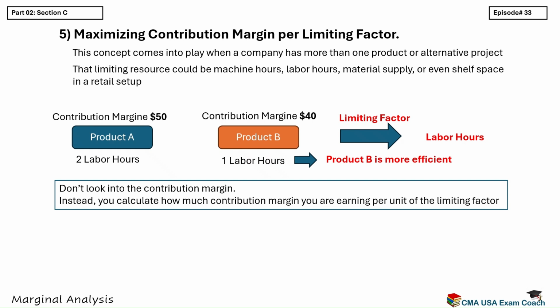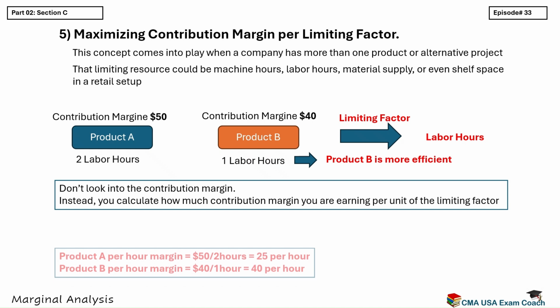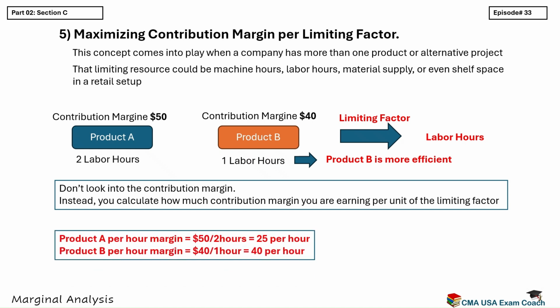Why? Because it gives 40 contribution per 1 labor hour, while product A gives only 25 per labor hour. So, in this case, even though product A gives a higher contribution per unit, product B is the better choice when labor hours are limited. So the decision here is to maximize contribution margin per unit of limiting factor, not just per unit of product. This approach helps the company use its limited resources in the most profitable way.